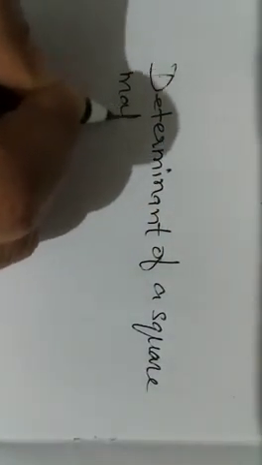After completion of our chapter matrices, let us start our chapter determinants. Under this, first we will learn how we will determine the determinant of a square matrix. So we have an idea about what is a square matrix.